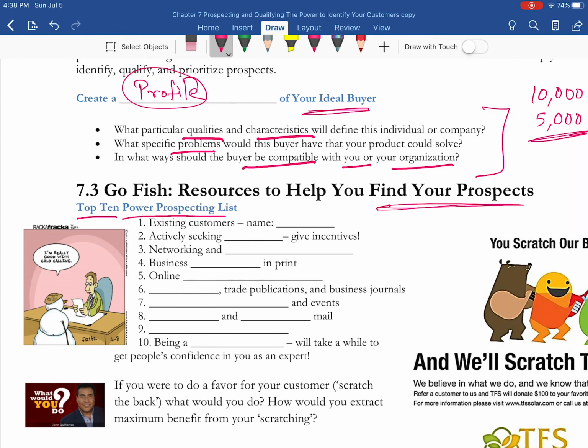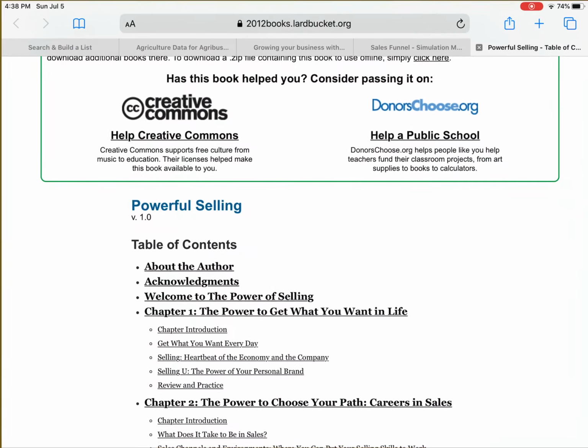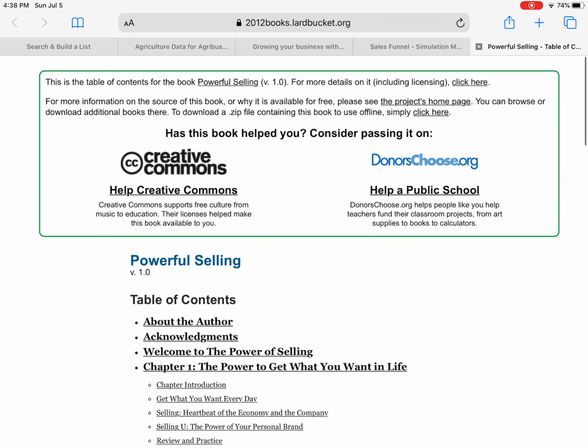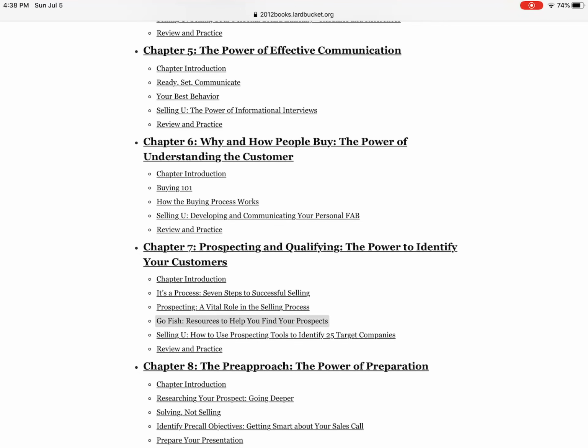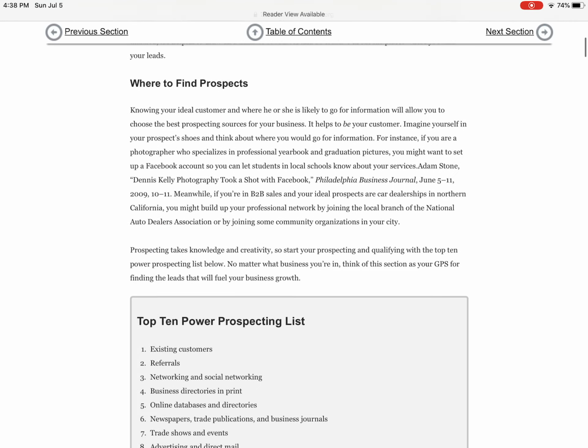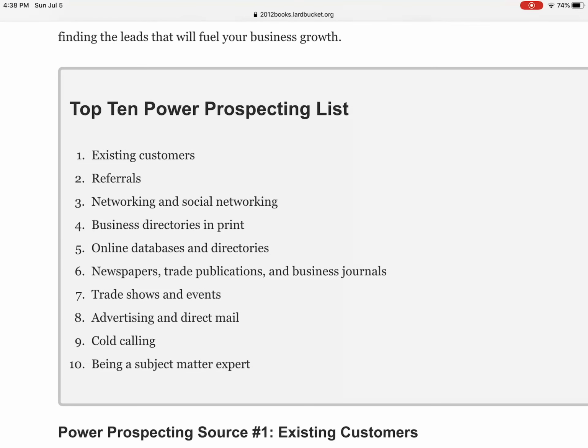To answer all these 10 criteria, I would like you to go to the book, and the book link is over here. It's go.osu.edu/2232 book. Once you go there, go to section 7.3, that is this one. And once you go there, you can find how you can use these 10 prospecting things so that you can identify how you want to go about finding your customers.